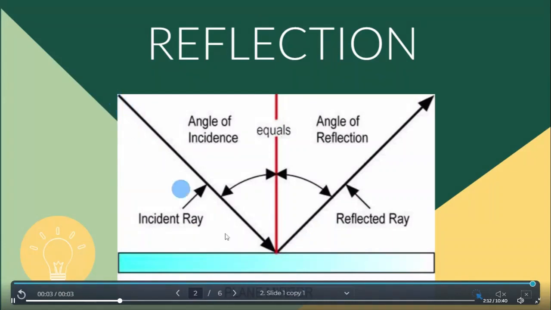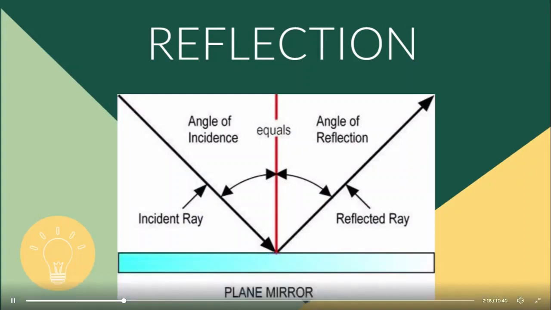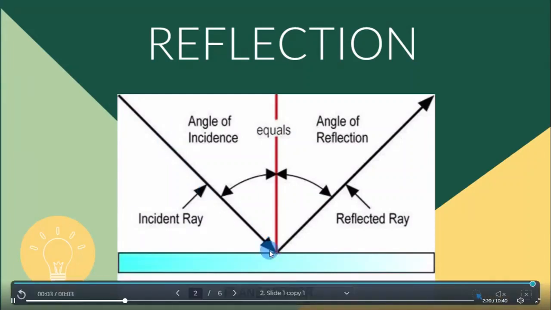So this is the incident ray. After reflection, a new ray is formed that actually changes direction from the incident ray and rebounds back. That is called the reflected ray. So when a ray of light strikes a mirror, it rebounds back and changes its direction, and then the reflected ray is formed. So this is the reflected ray.